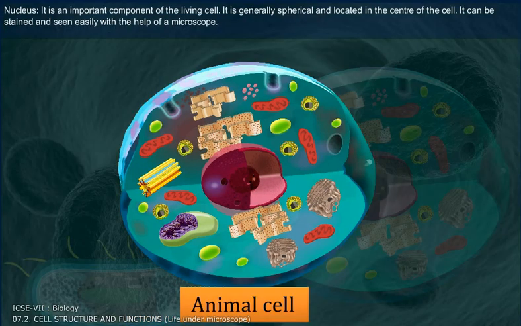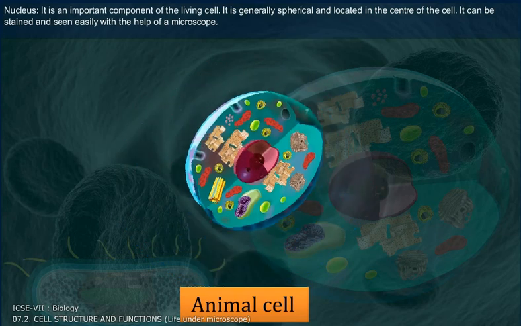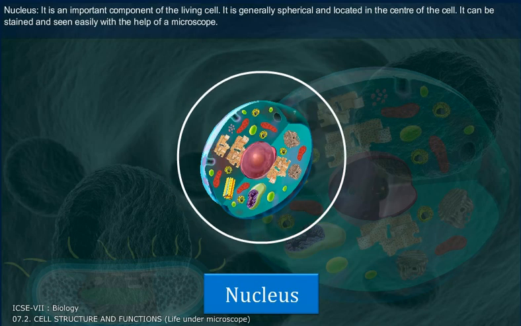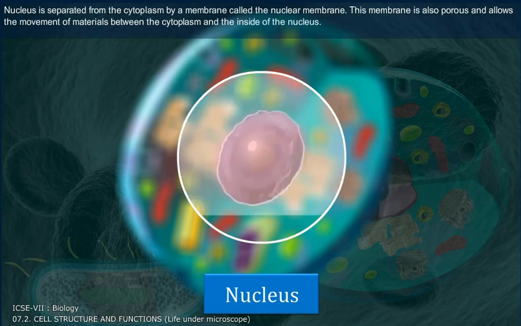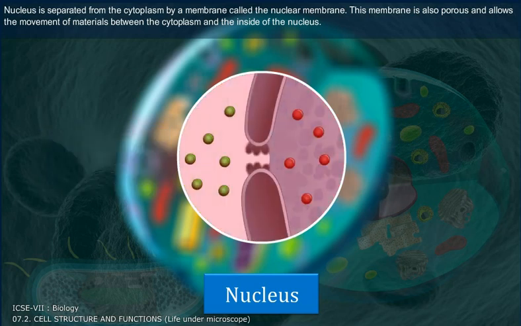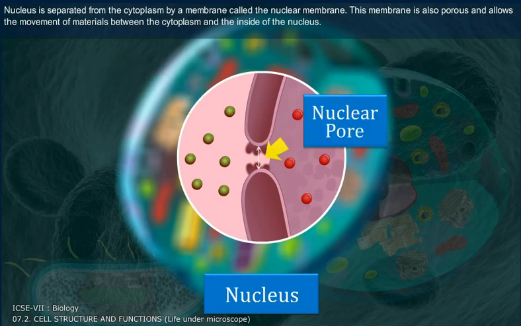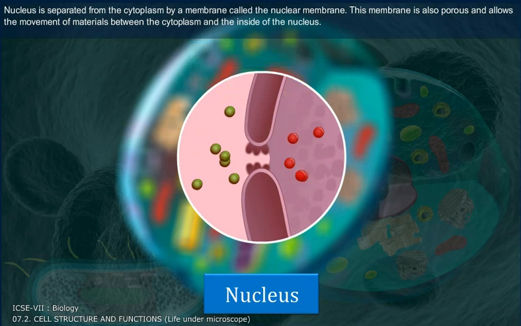Nucleus. It is an important component of the living cell. It is generally spherical and located in the center of the cell. It can be stained and seen easily with the help of a microscope. The nucleus is separated from the cytoplasm by a membrane called the nuclear membrane. This membrane is also porous and allows the movement of materials between the cytoplasm and the inside of the nucleus.